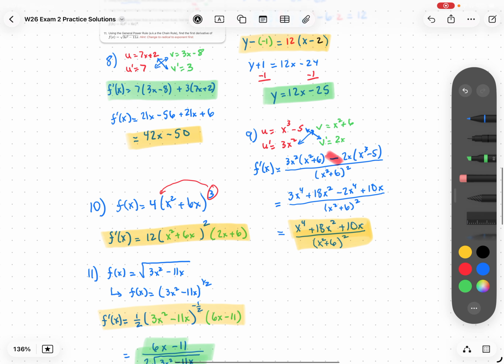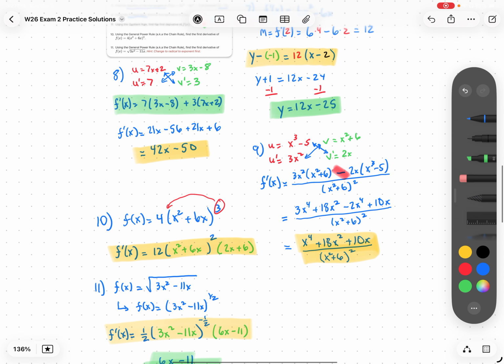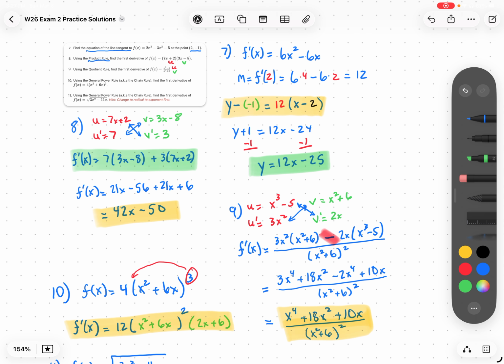And all of these solutions match the written ones that I posted. So you already have a copy of these if you want to look at them, but I wanted to talk you through these just in case there were any issues. I'm going to stop here, and then I'll start with number 12 in the next video. In the meantime, take care.